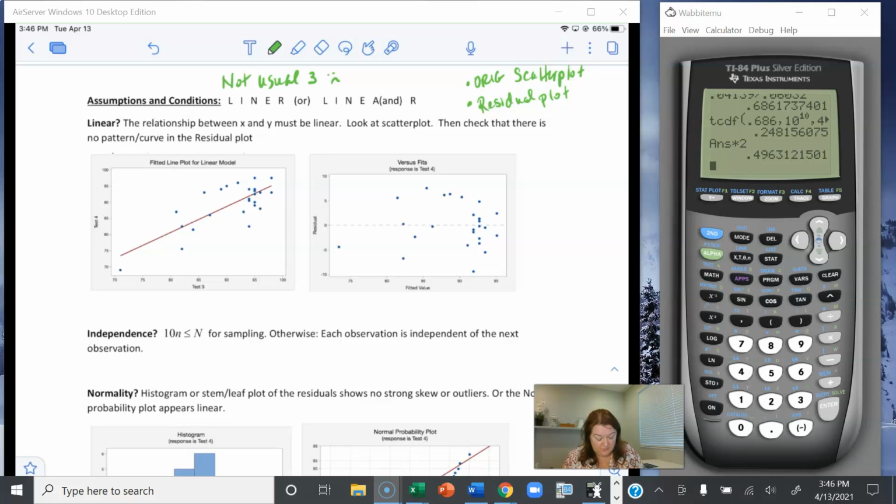And then the other thing is, so we'd look at the scatter plot, then the other thing is to check there's no pattern or curve in the residual plot. You need to do both, okay? And there is no pattern or curve here, so we qualify for L. So we're good there for L.